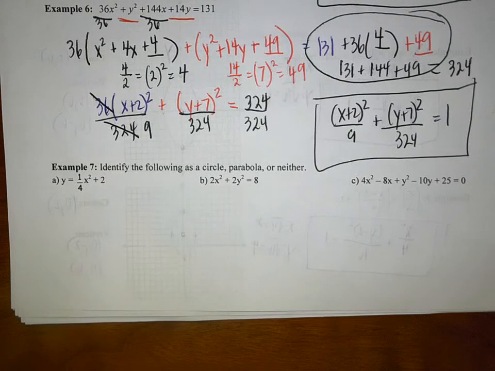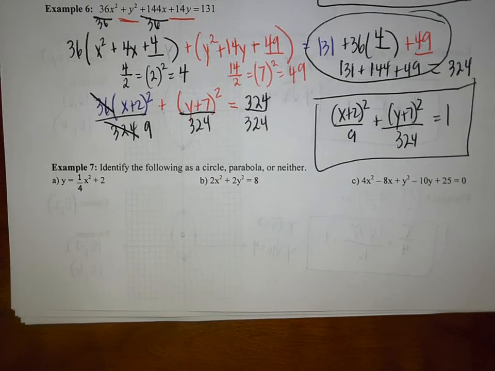What would have been my center on this problem? Good, -2, -7. And my vertices would be on the x-axis or the y-axis? The y-axis. And how do we know they're on the y-axis? They're on the longer side.